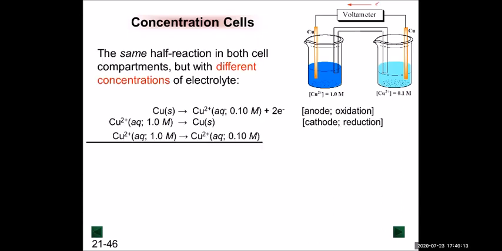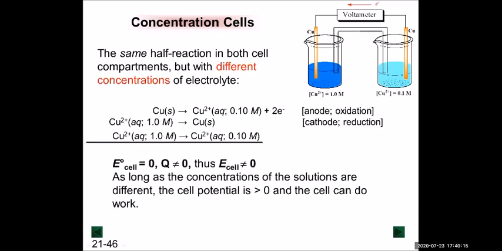The concentration cell is very unique. It is basically the same, it looks the same, both have the same components. The difference is one half cell has a different concentration than the other cell. And when the concentration is different, it will cause the actual cell potential to not equal 0.